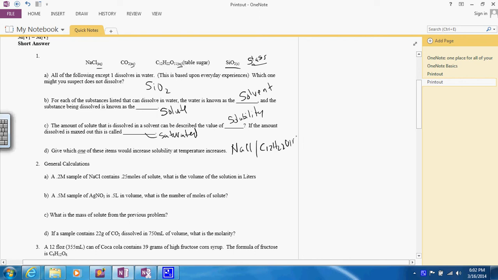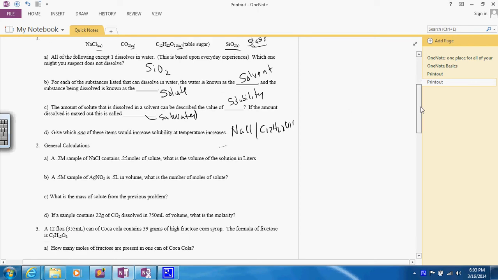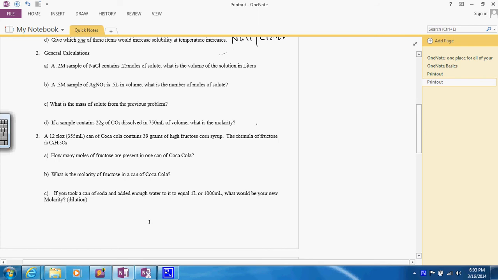All right, so it's for some general calculations. We'll be following with two formulas here. Molarity equals moles per liter, and/or M1V1 equals M2V2, a dilution formula. First one says we have a sample of NaCl that contains 0.25 moles. What is the volume in liters? So the calculation here is going to be 0.2 molar equals 0.25 over x.